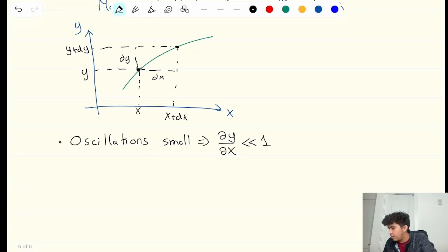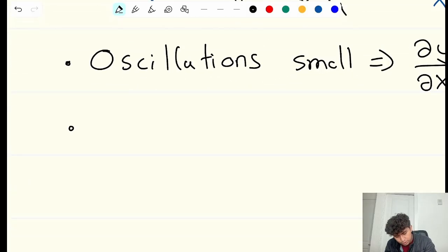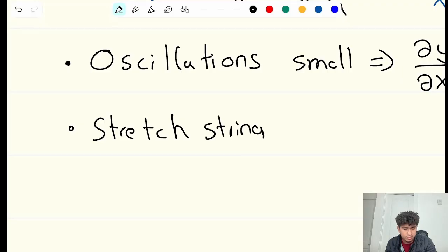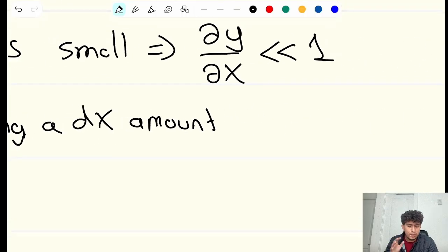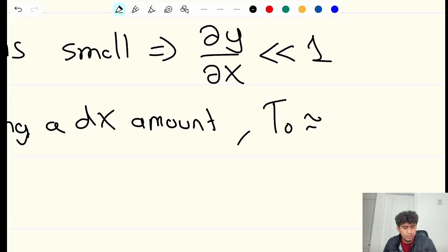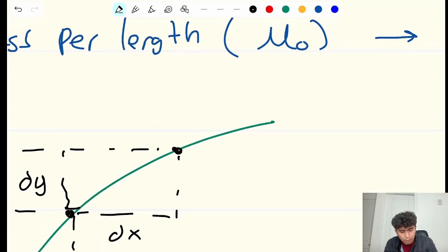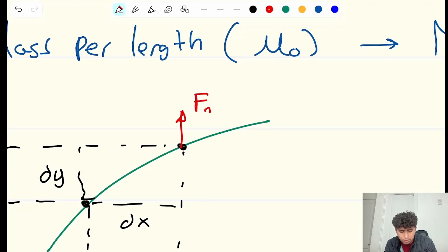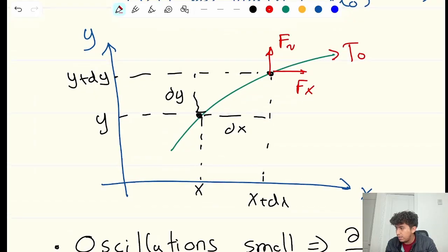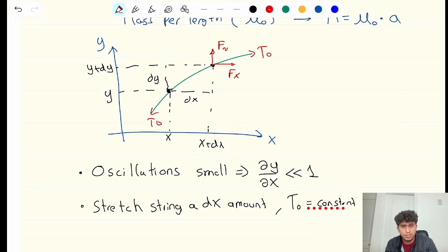Great. Now let's stretch the string a bit, by an amount x. The tension stays the same, so the tension is constant. Now I want to calculate the vertical force. We want to calculate what the force on the string is. There's tension on both sides of the string.